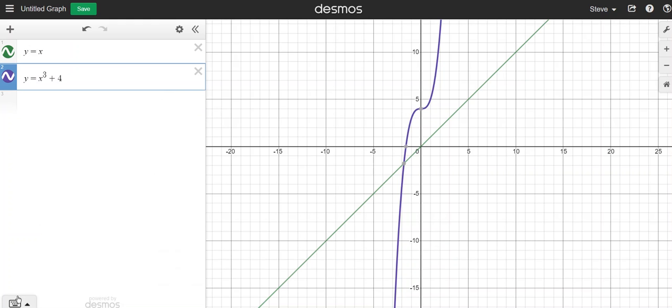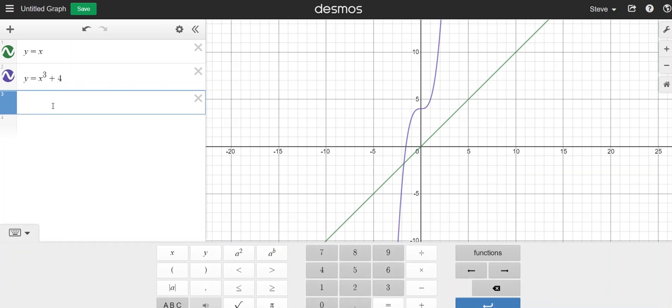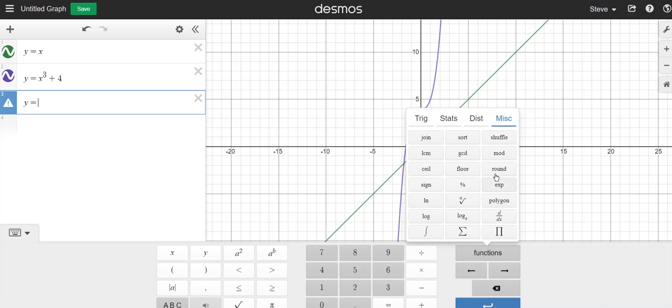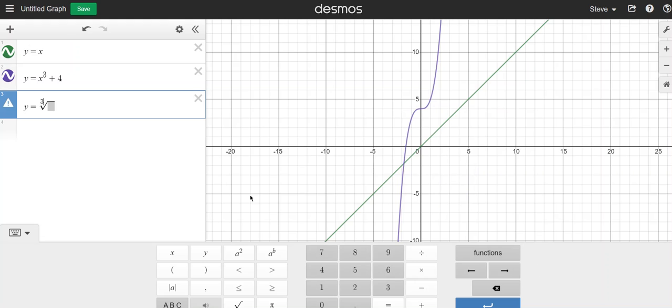So the question is, how do I put in the cube root? I can say y equals, and now for the cube root, you're going to have to go into functions, and then into miscellaneous, and then you got this one right here. So I'll let you put the cube root in, and I'm going to say the cube root of, what is it, x minus 4?